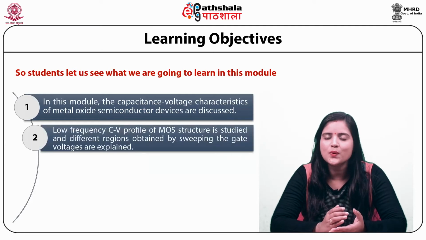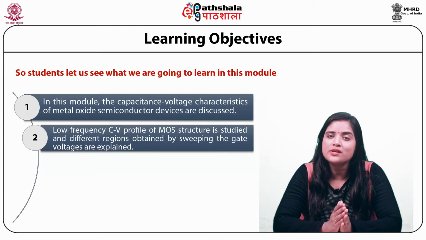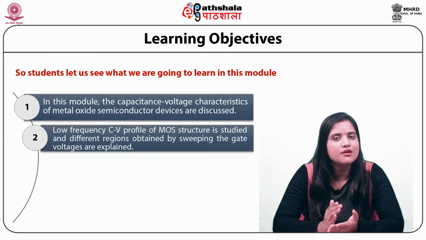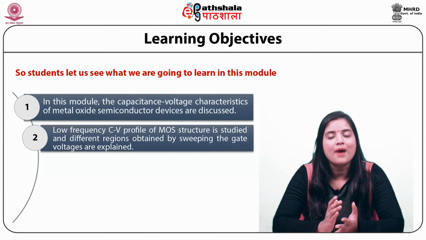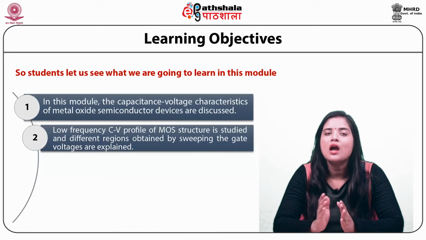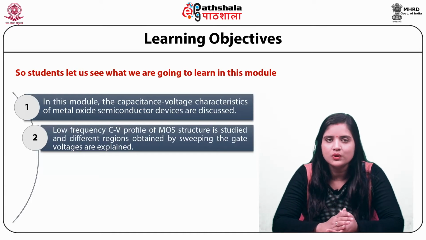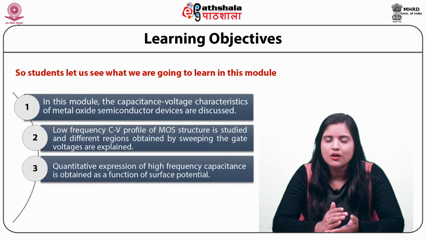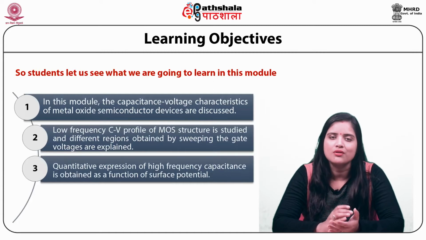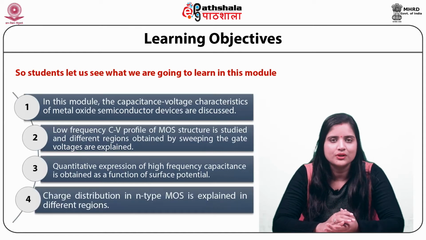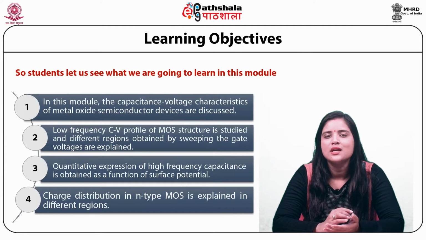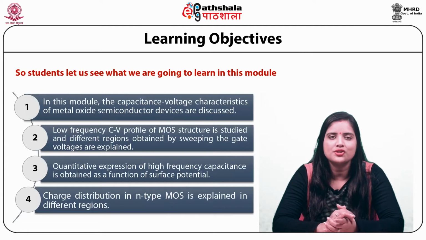Also, the low frequency capacitance voltage profile of the metal oxide semiconductor, that is MOS structure, is studied and the different regions obtained by sweeping the gate voltages are explained. In this module, the quantitative expression of high frequency capacitance is obtained as a function of surface potential. Also, charge distribution in N-type MOS is explained in different regions.